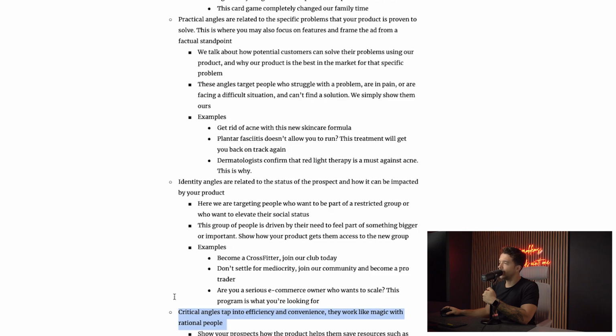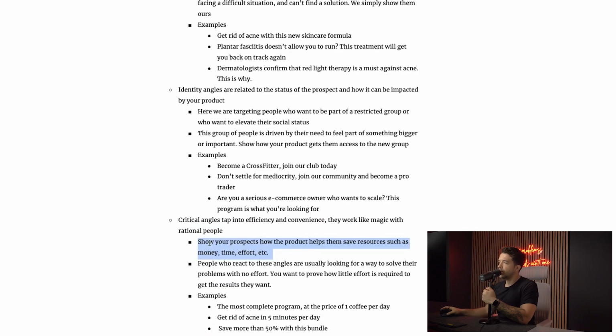They work like magic with rational people. Show your prospects how the product helps them save resources such as money, time, effort, etc. People who react to these angles are usually looking for a way to solve their problems with no effort. You want to prove how little effort is required to get the results they want.